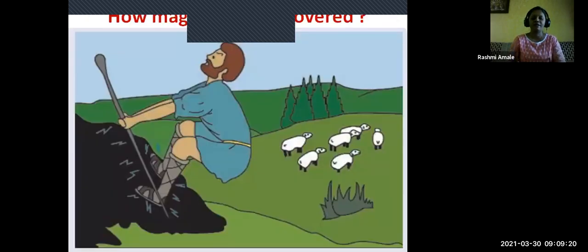Now, how was the magnet discovered? So there is a legend about the discovery of a magnet, which I told you previously. So who will tell me this story, how the magnet was discovered? Who is this person? You can see in this picture, you can see a person. Who is he? And where did he live? Who will tell me?